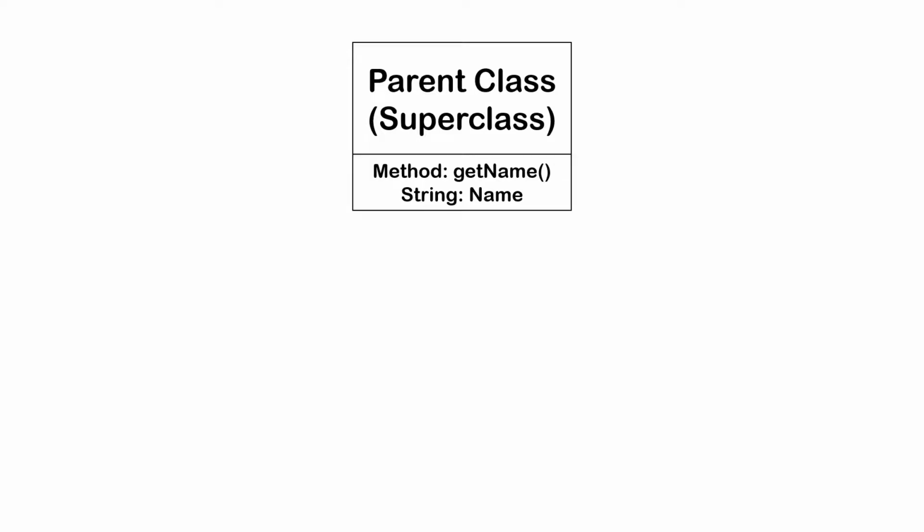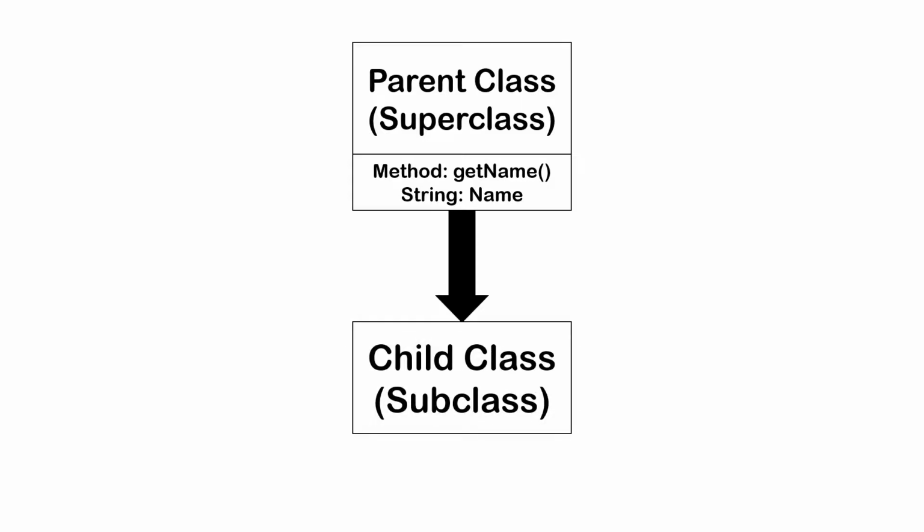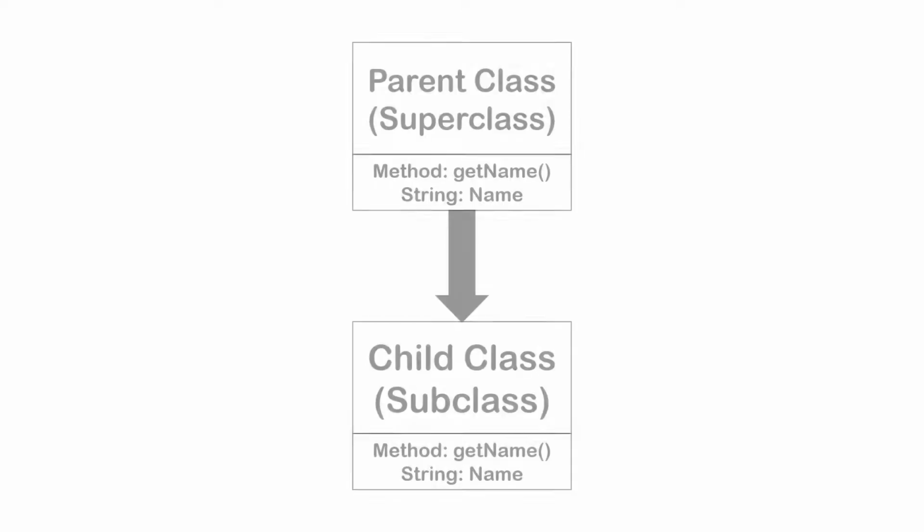If they have methods such as getName and a state variable as name, then when they create another class that is inheriting from it, such as a child class here, which is its subclass, it would share these same methods and state variables without having to recreate them. Let's take a look at another example.